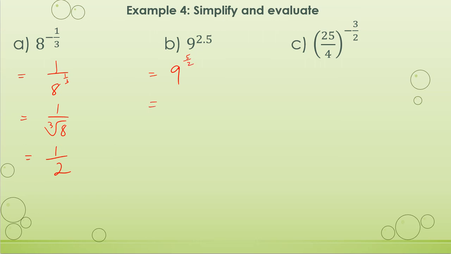Now my denominator, 2, square root, right, 9, and then to the power of 5. The square root of 9, okay, is plus or minus 3. So this actually is plus or minus 3 to the power of 5. Which means you could technically get plus or minus 243.